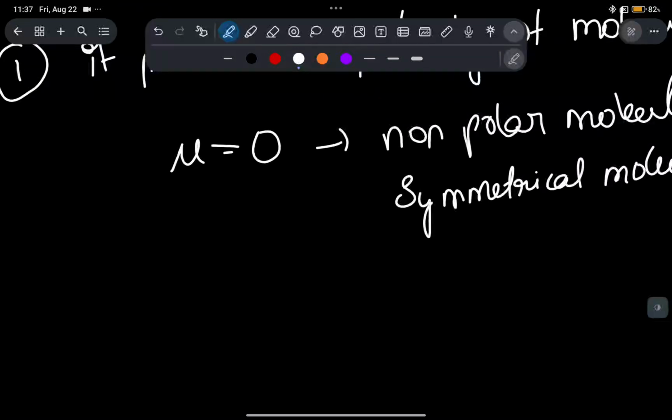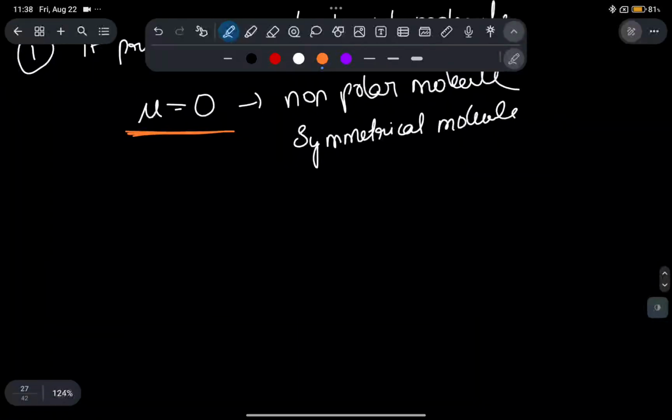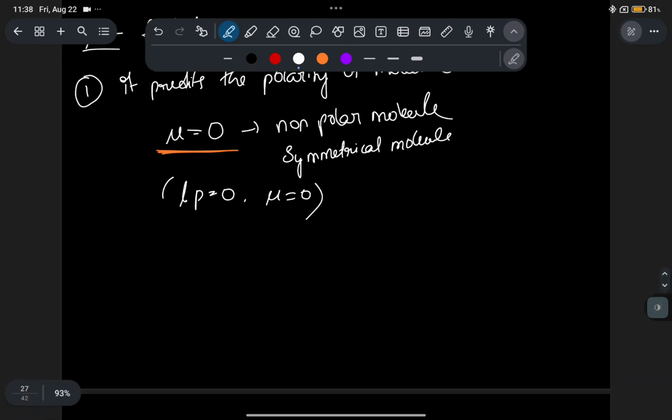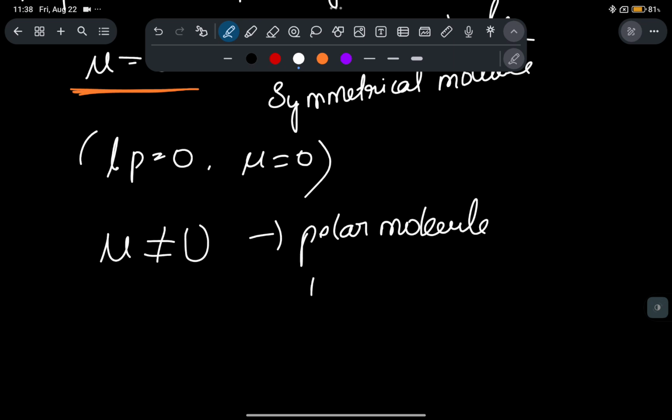So if mu is equal to 0, the molecule is symmetrical, with a correct shape, and it is a non-polar molecule, meaning lone pairs equal 0 and mu equals 0. If mu is not equal to 0, it is a polar molecule, and unsymmetrical.